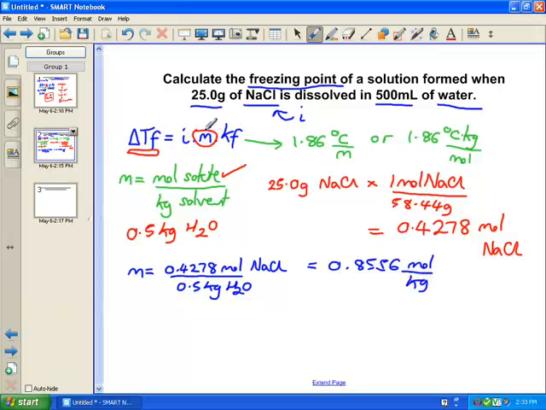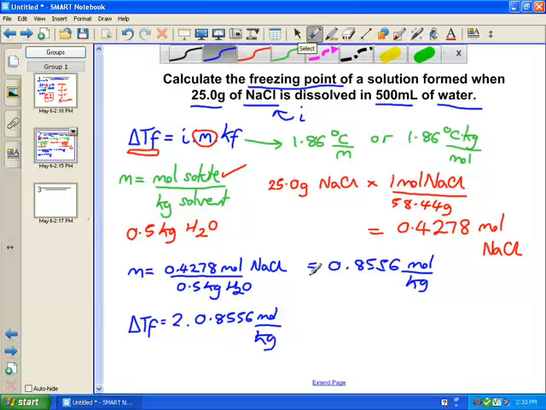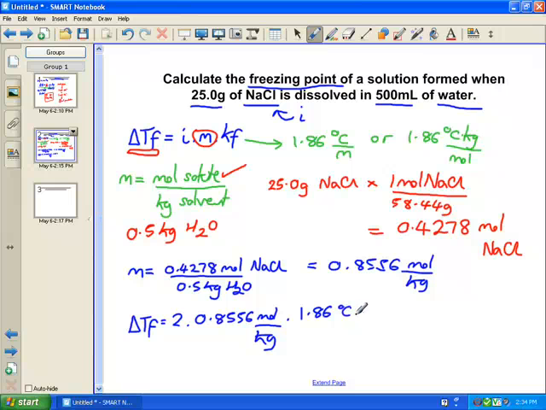You remember what we said before about calculating I? We just see, is it ionic? And yes, we know it is. We know NaCl splits into Na plus and Cl minus, so therefore that means 2 particles. Therefore I is 2. So that means now that I can calculate my freezing point depression. In this case it's 2, that's my value for I, times 0.8556 moles per kilogram. Oops, that should be moles per kilogram, sorry about that. Let me just erase that really quick. And then that's going to be multiplied by the freezing point depression constant, 1.86 degrees C kilogram per mole.